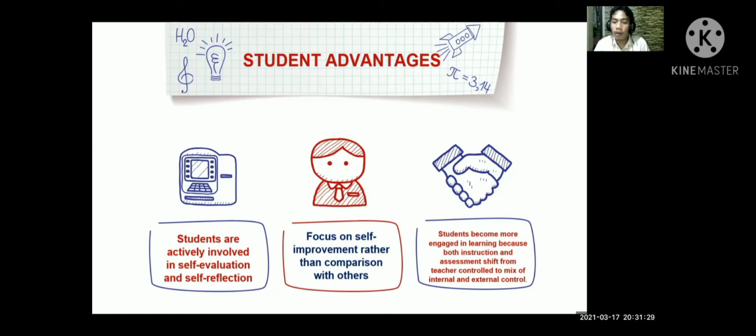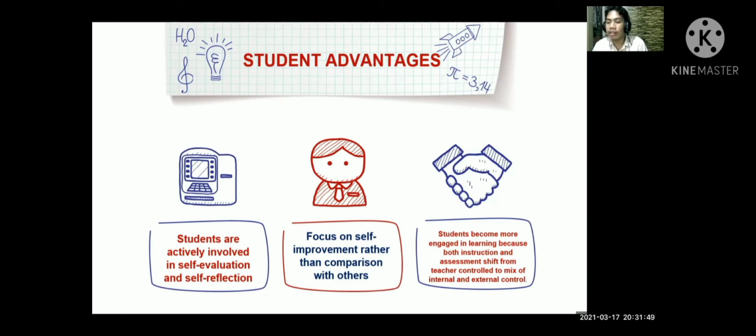Focus on self-improvement rather than comparison with others. Dito, mas nakikita ng estudyante na, ay, dito pala ako dapat mag-focus, di ba? Hindi niya na nakita yung iba. Hindi mo na pwedeng i-compare yung iba kasi nakita mo na kung saan ka nagkulang at saan ka magaling.